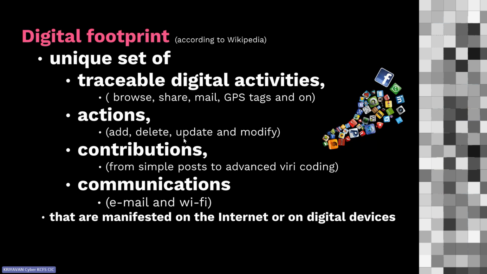Where are you doing all these things? We are doing this on the internet or on a digital device, right? So the unique set of traceable digital activities, actions, contributions, and communication that are manifested on the internet or on any digital device is called a digital footprint. Fine. The first definition, it's clear. Digital footprint means all activity we do, just like we saw on the first slide, right? Everything will be stored in your digital devices, online or offline, with respect to zeros and ones.